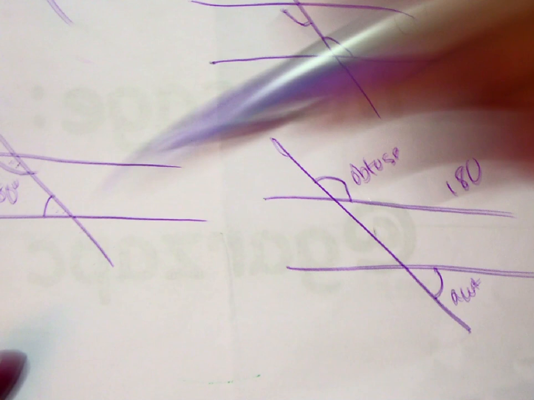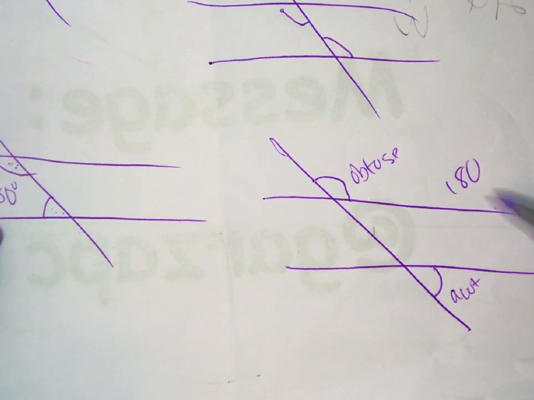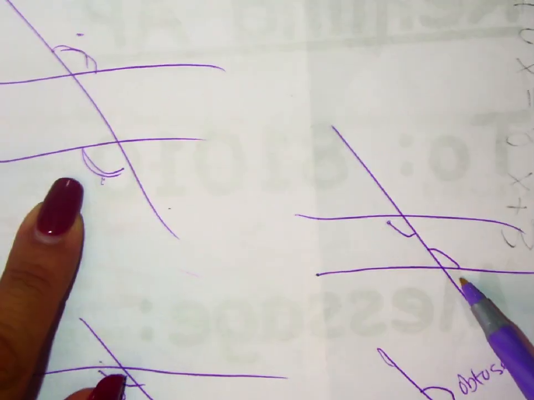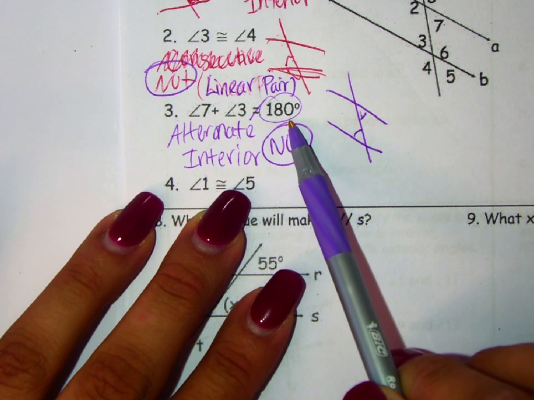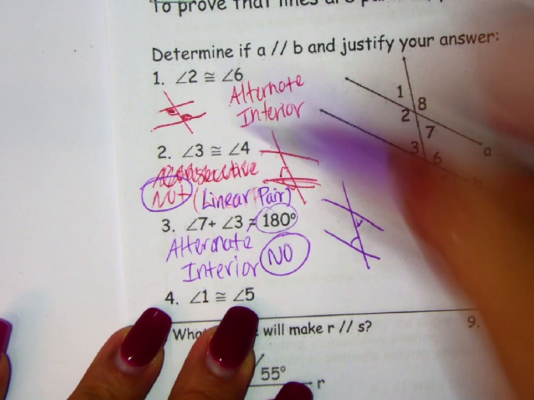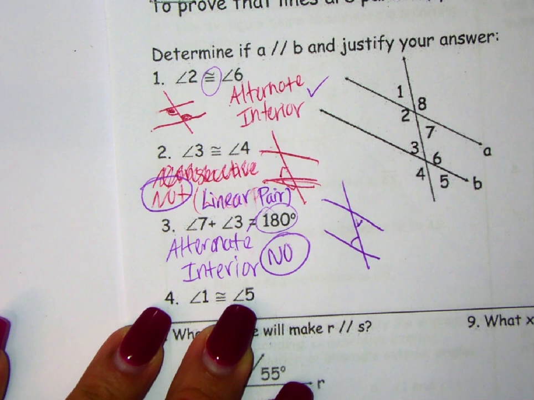So the pattern I found is that if they're on the same side, if they're consecutive, they are supplementary. And if they are alternate, they are congruent. So you just have to analyze and ask yourself, do I have alternate? If they're alternate, they're not going to be 180. They're going to be congruent, like right here. These are congruent and they're alternate interior.